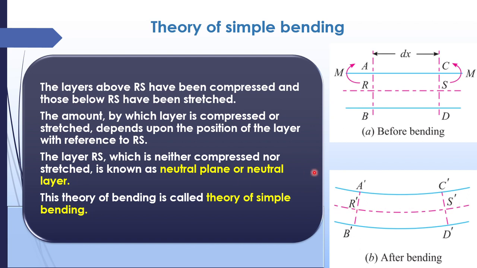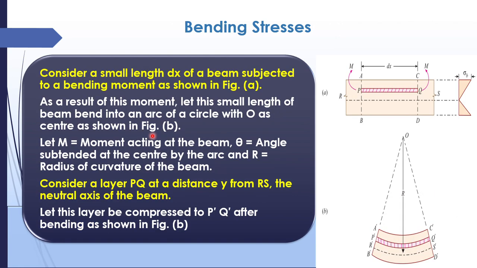This particular theory is known as the theory of simple bending. So whenever a beam bends, wherever the load is, at that point compression occurs, and at the outermost layer tension occurs. At some point there will be neither compression nor tension. That particular point is known as the neutral plane or neutral layer. So this is known as the theory of simple bending.